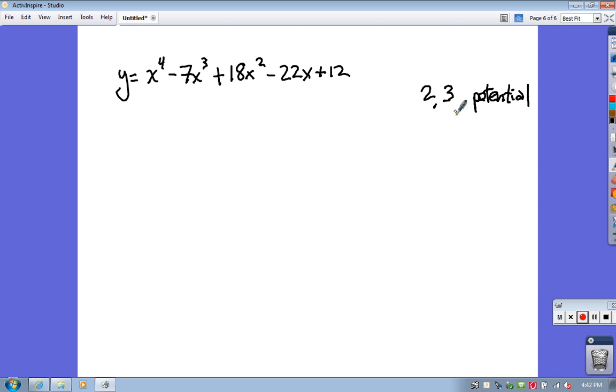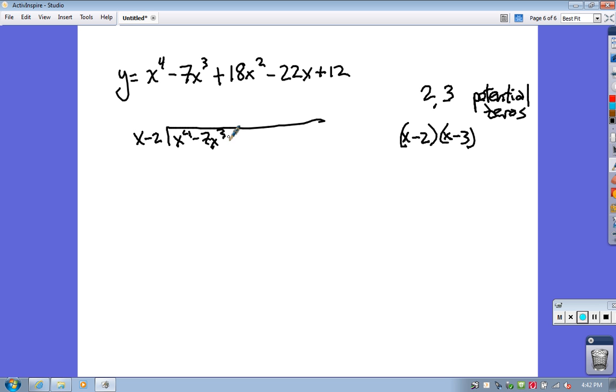But if these are zeros, that means some factors of this would be, well, what does this make a 0 to? x minus 2 and x minus 3. So x minus 2 should be a factor of that, and x minus 3 should be a factor of that. So to check it, I can divide this by that. If I wanted to do it long division style, I'd line it up: x minus 2 goes into x to the 4th minus 7x cubed plus 8.